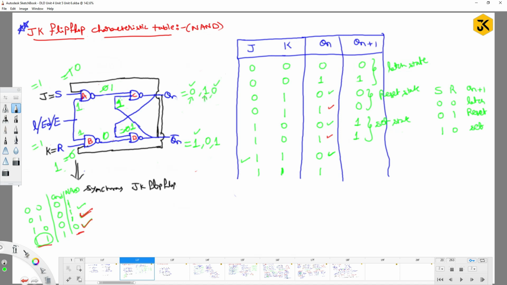So assume that this is the earlier set, the present state, as Qn. This will now be Qn plus 1. When this is Qn plus 1, this will be Qn plus 1 bar, that is 1, right? Now I iterate once again.